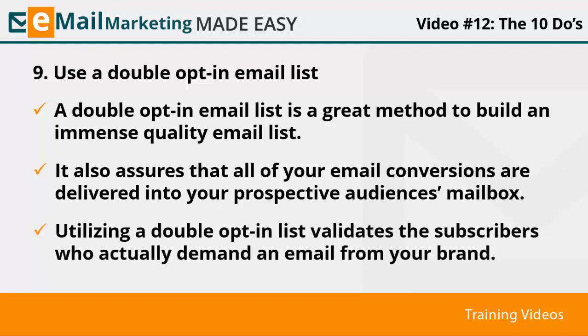Using a double opt-in list validates the subscribers who actually demand an email from your brand. As your prospective audience signs up for a newsletter, they receive a verification mail to confirm their subscription. This way, you can diminish the low-quality signups and bounce rate.